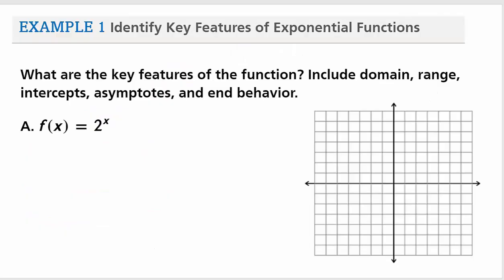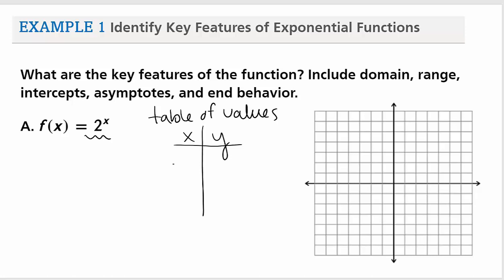So if we're going to graph one of these, we look at the function that we're given. The x is in the exponent, so that means that we are graphing our exponential function. And we're going to just go through the process like we have for every other function that we've graphed. We're going to make a table of values. So we're going to pick x's and y's. I'm going to pick -1, 0, and 1.